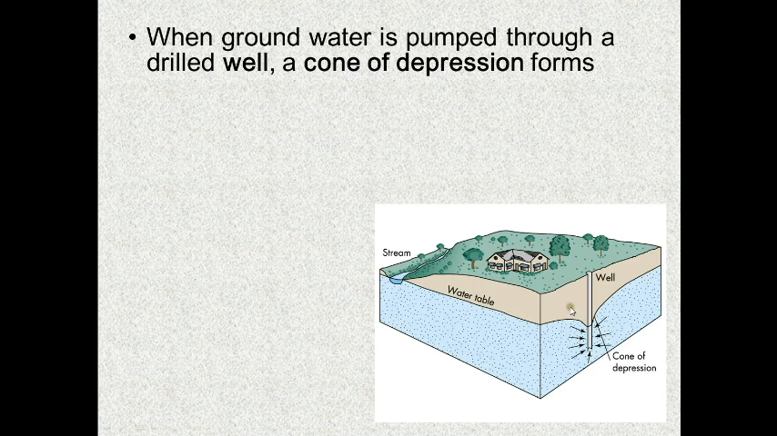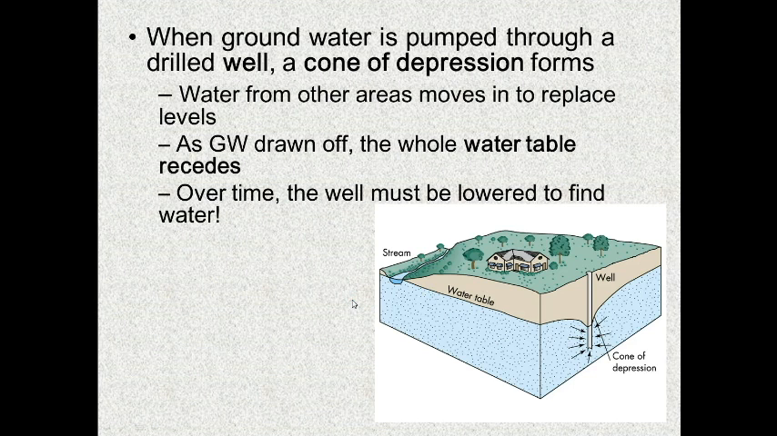When you have a well, you get a cone of depression around that well. Right. Water from other areas moves in to replace, to unify the levels. If you want to keep using this well, however, you're going to have to keep drilling down further because of this depression. It never quite refills 100%.